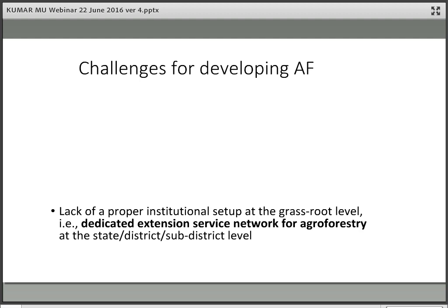Okay, now although significant headway was made with respect to the implementation of agroforestry policy in India, there are still many challenges for developing agroforestry in India. One of the principal bottlenecks in that context is the non-existence of a proper institutional setup at the grassroots level dedicated for extension service network for agroforestry at the state, district, and sub-district level. What has been decided is to set up a national agroforestry mission at the national level. But at the state, district, and sub-district level, as of now, there is nothing to promote agroforestry or to provide agroforestry extension services to the farmers. So that will be one of the major challenges in the coming years.